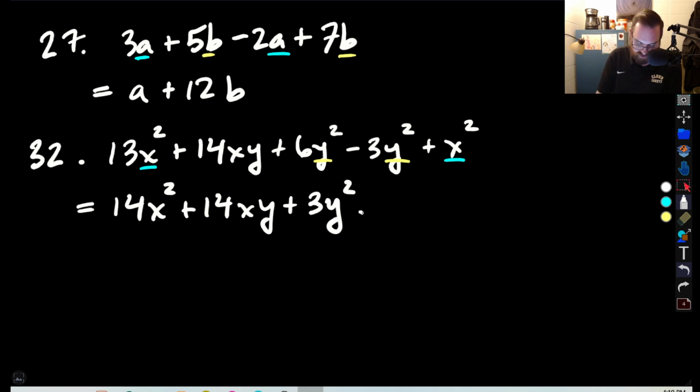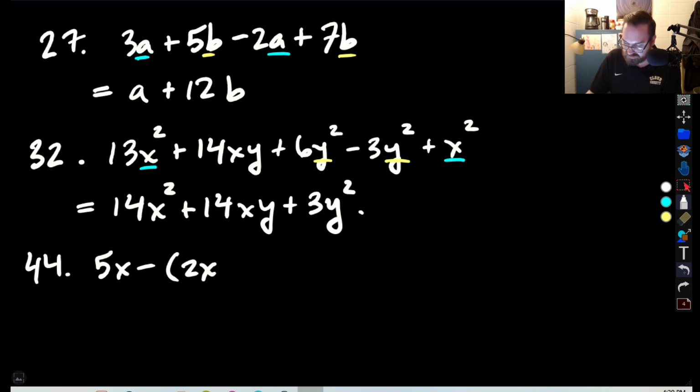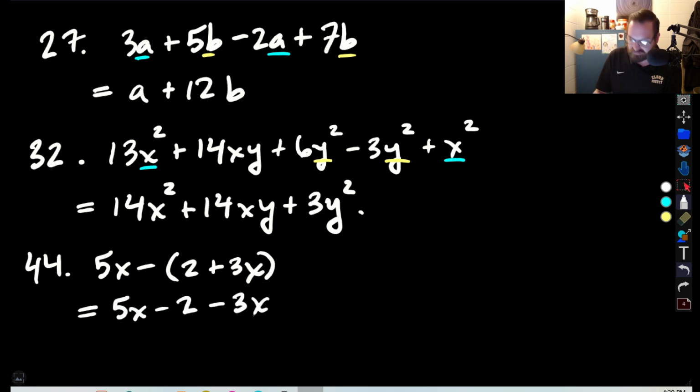All right, one last one, 44. Suppose I've got 5x minus 2x. Oop, see, I made a mistake here. 2 plus 3x. Okay. So what I'm going to do here is, first off, I'm going to distribute the minus sign just like we did before. And again, I'm not going to write the arrows, but you have to just recognize that this is going to be listed as that.